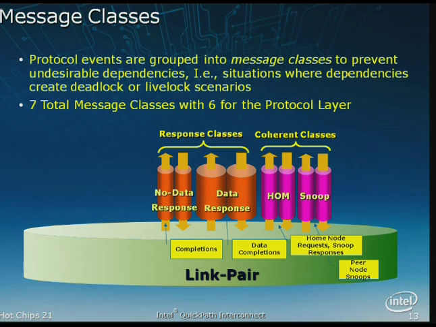For completions, we have two message classes as well. They're called NDR and DRS, non-data response and data response. NDR are like little completes or grants. And data responses are when you send cache lines and things like that.